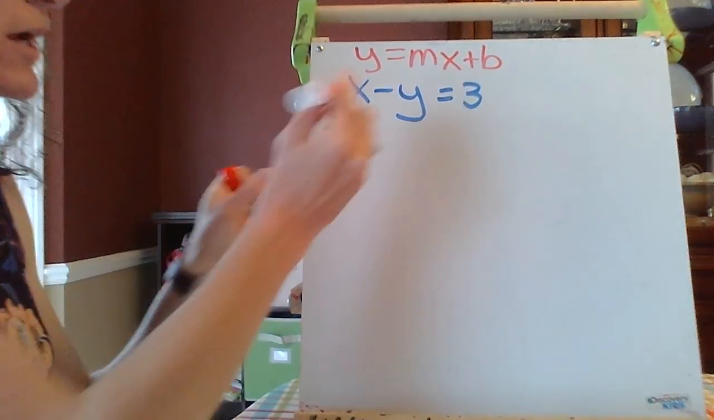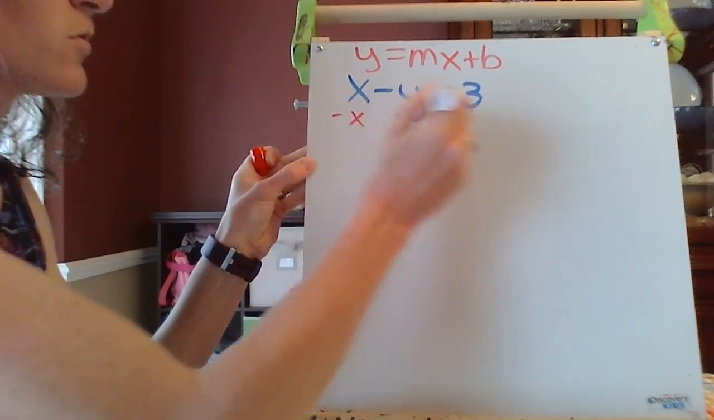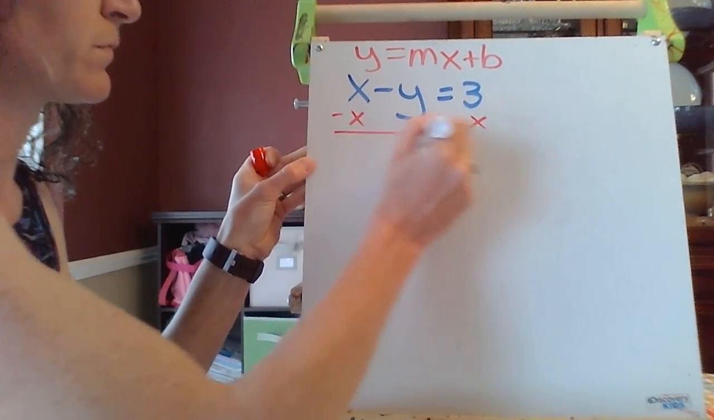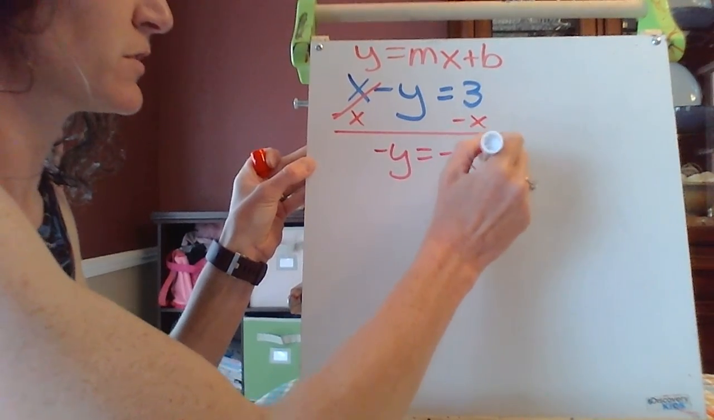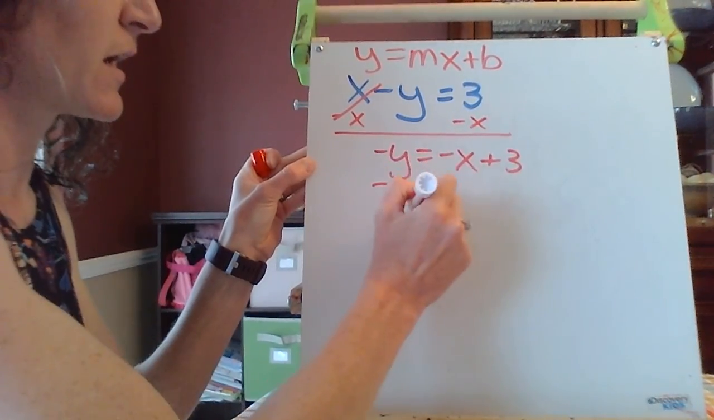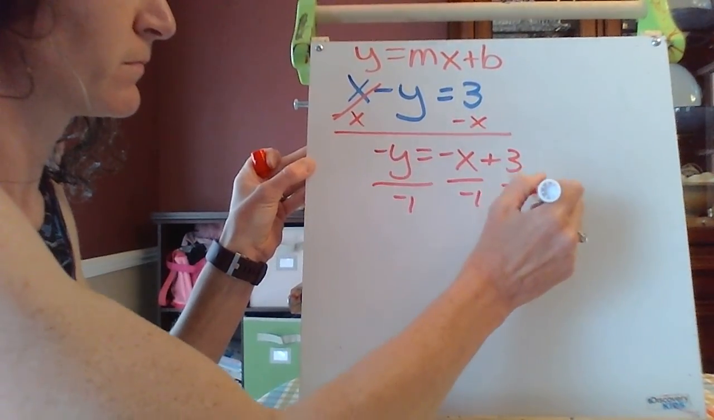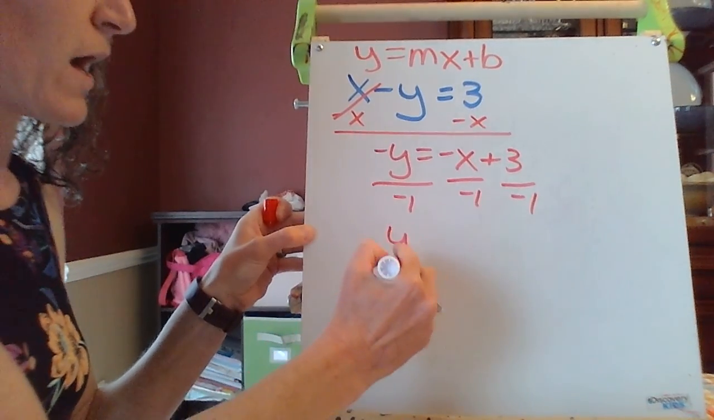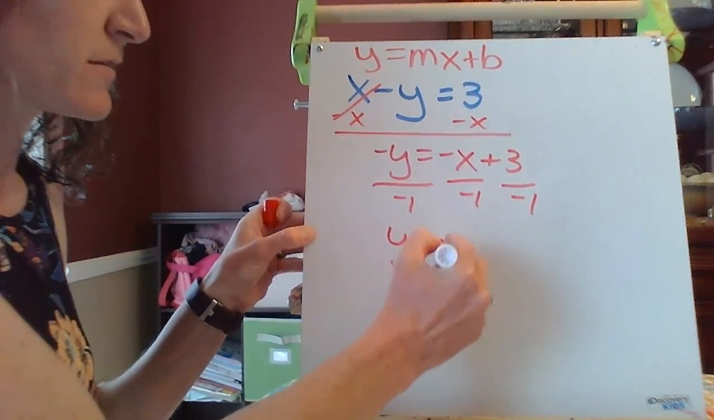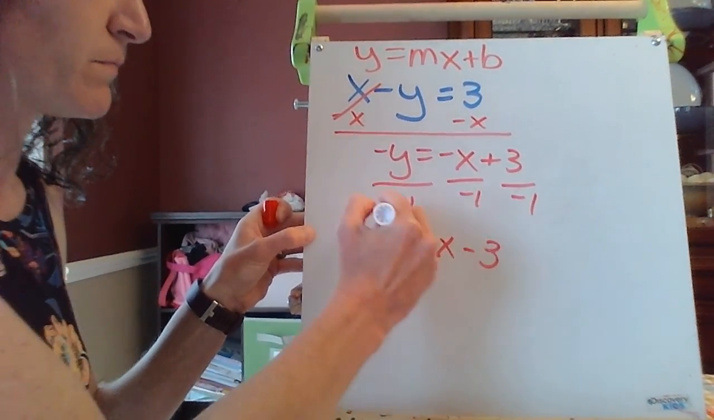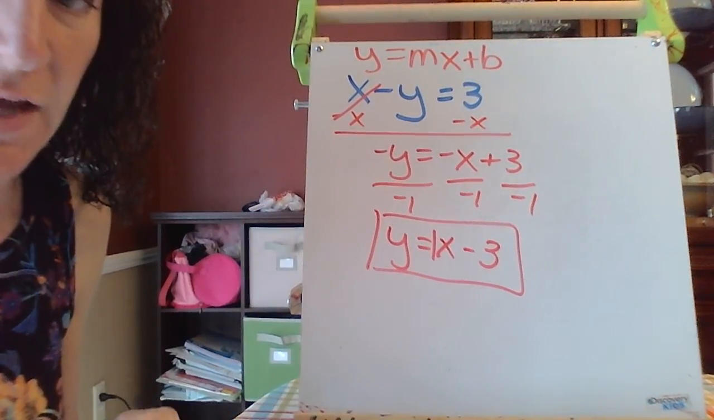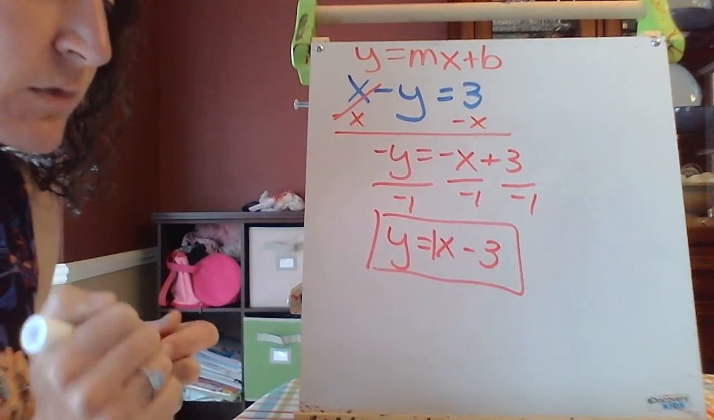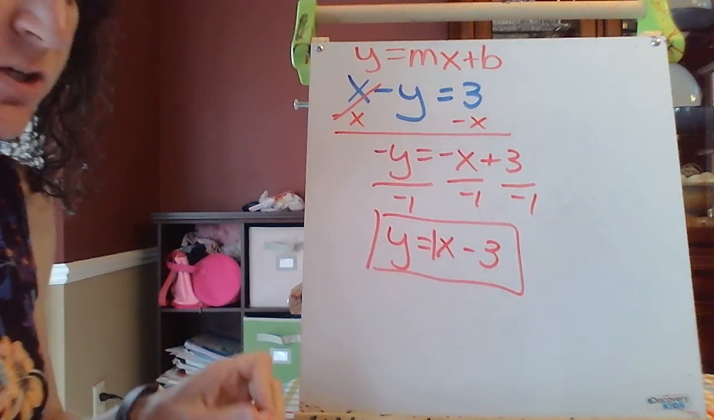Okay, so how am I going to do that? I'm going to subtract my x over to the other side so that I get negative y equals negative x plus 3. And then I divide by negative 1. And when I do that, I get y equals x minus 3. And this is my first line. I'm also going to put a little 1 in front of the x. Okay? Now my second equation, I'm going to do the same thing.